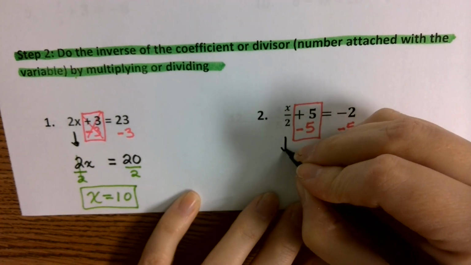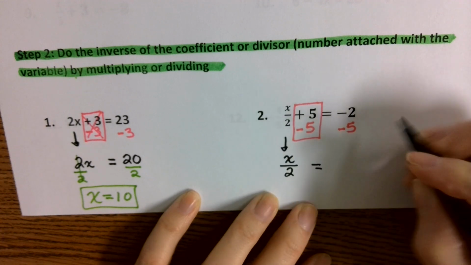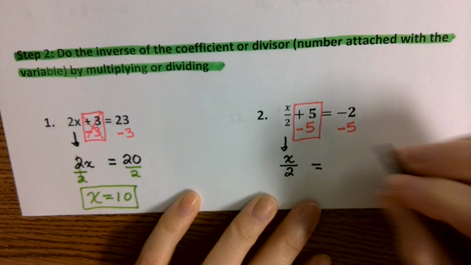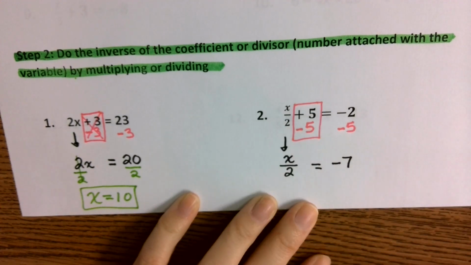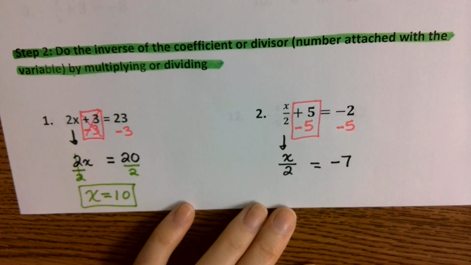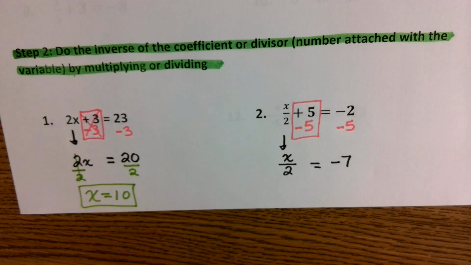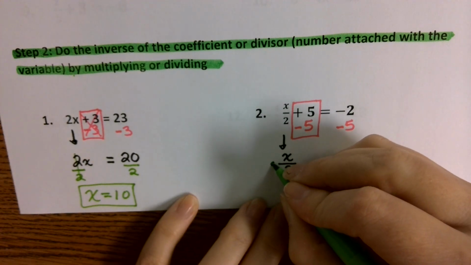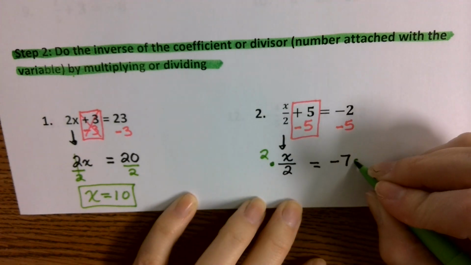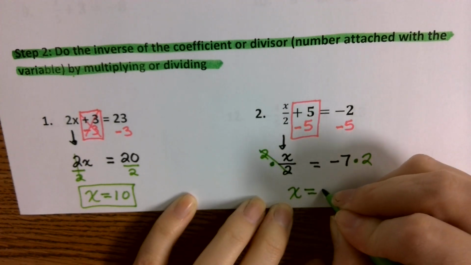So I'm still left with x over 2. And then now negative 2 minus 5 becomes negative 7. What's the next inverse operation that I need to do, guys? Multiplication. We need to multiply. Okay, so we're going to multiply both sides by 2, and we'll get x is equal to negative 14.